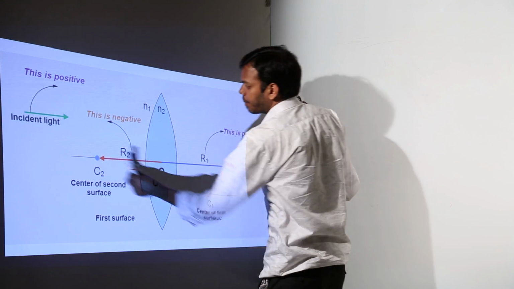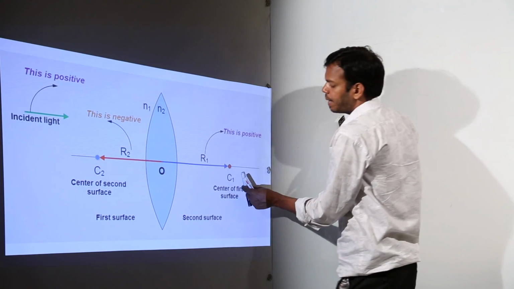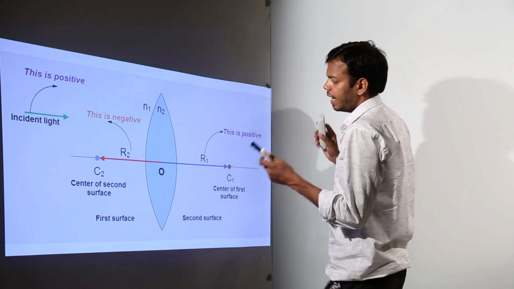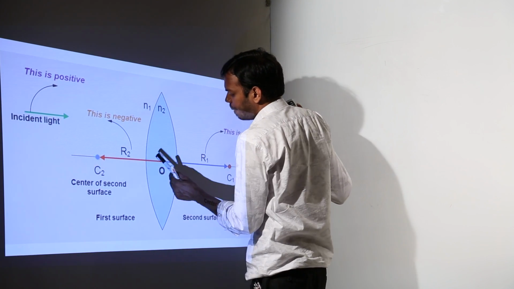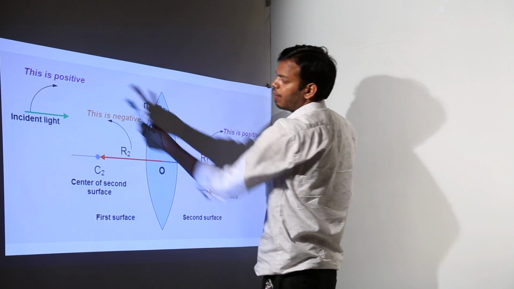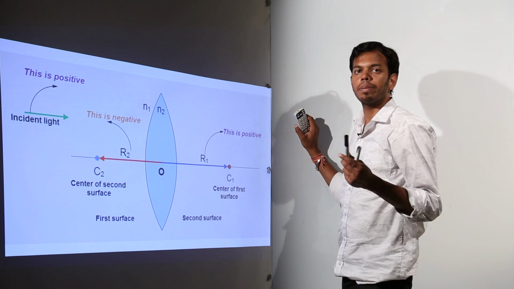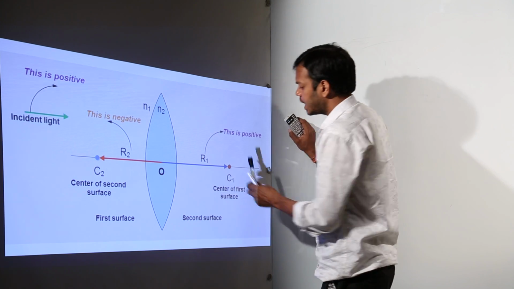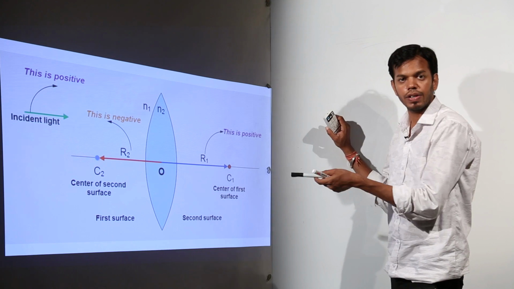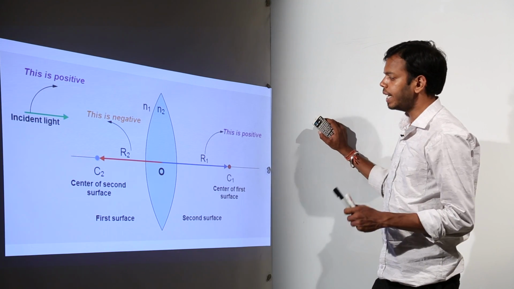Obviously, if I place my object here, I will get my image somewhere here. Just generally explaining: if my object is here and I am calculating the distance from the optical center, this distance is opposite to the incident light, so I take it as negative, whereas the image distance is towards this direction, in the direction of incident light, so it is positive.